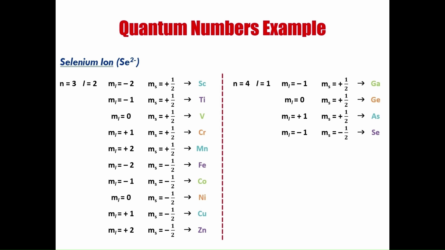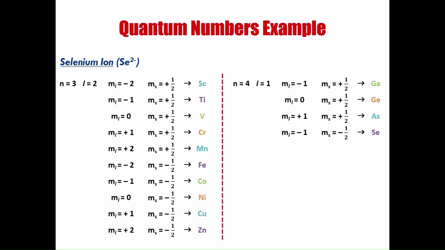Now, some of you are thinking, oh, we're done. We're at selenium. Well, actually, I've picked out the selenium ion as my example. And so you can see that the selenium ion is 2 negative, meaning what I've done is I've added 2 more electrons to selenium. So if you follow that to conclusion, in fact, I'm not stopping at selenium, I'm stopping at the quantum numbers that are equivalent to krypton.